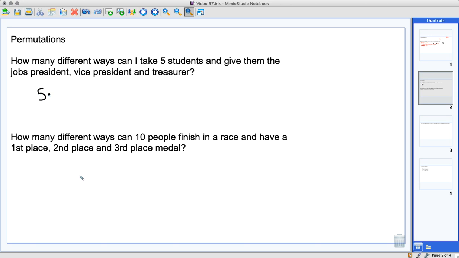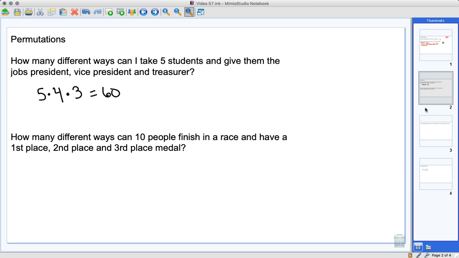Okay, so I pick 1 for president. They can't be anything else. So how many choices do I have for vice president? I have 4. So then I pick my vice president, take them out of the pool. And then treasurer, I have 3 students left. So we're going to take 5 times 4 times 3, which is 60. So there are 60 different ways that I can take these 5 students and give them the titles president, vice president, and treasurer.